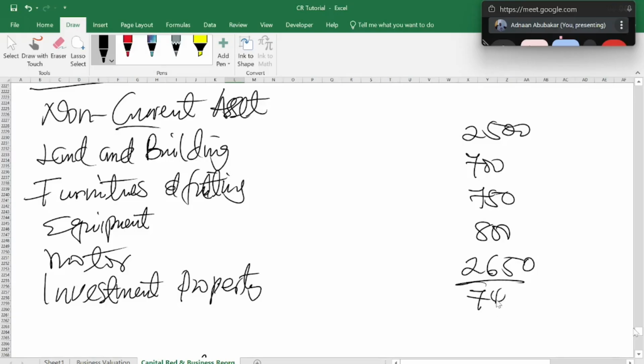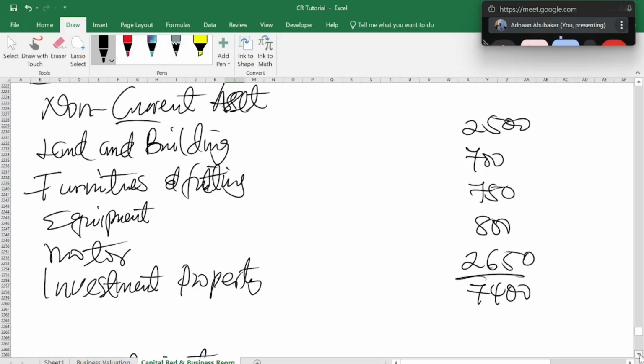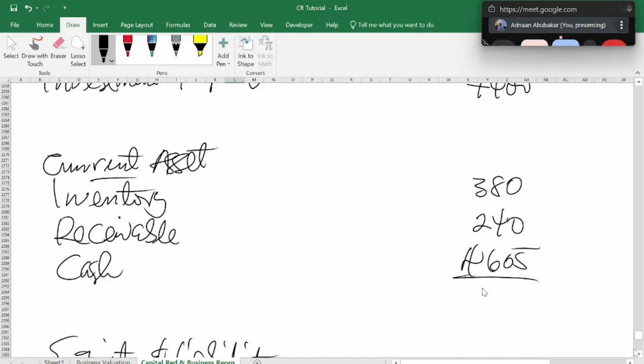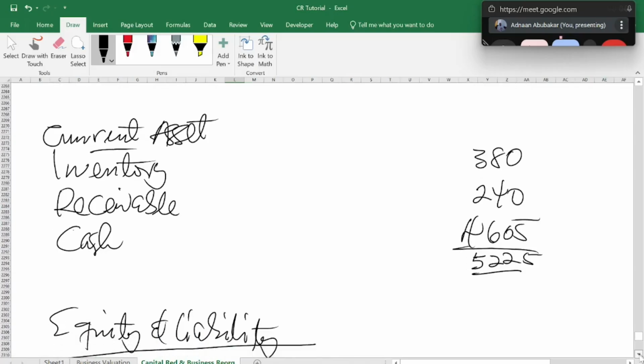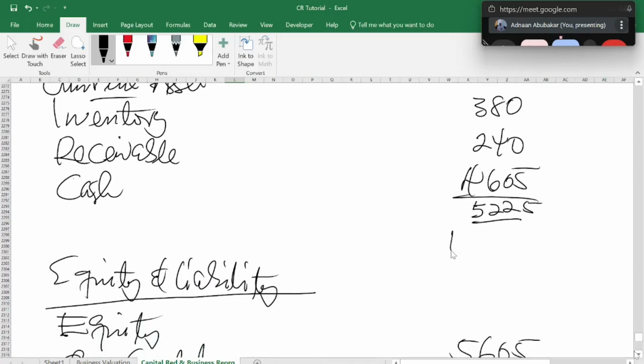7400. Okay, so let's go to current asset. 5225. Okay, so when you add the two, what do you have? 7400. Total 12625. Now let's go down here.